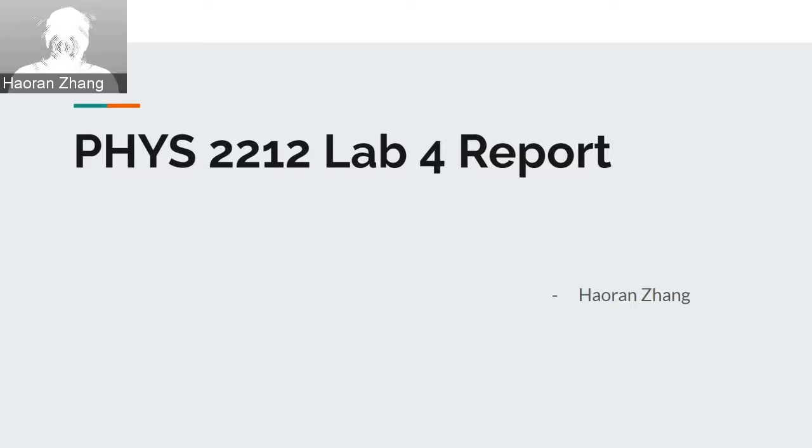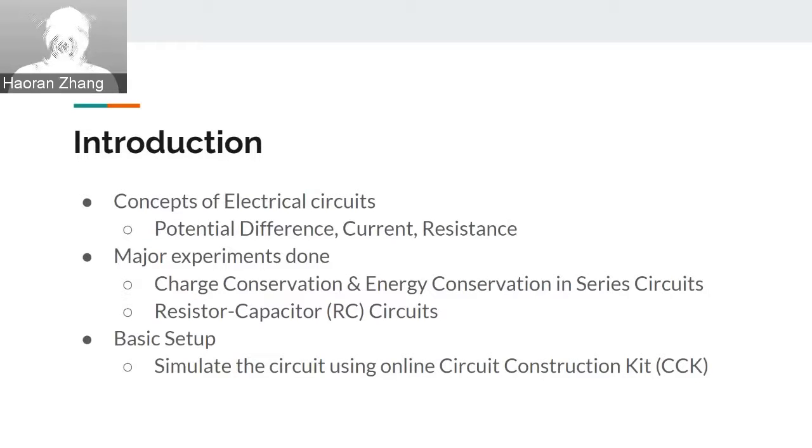In this lab, we focus on the concepts of electric circuits, specifically potential difference, current, and resistance. We completed two major experiments in this lab. In the first experiment, we built a simple series circuit to verify the charge conservation and energy conservation circuits. In the second experiment, we built a resistor-capacitor circuit, or an RC circuit, to learn the mechanism of such circuits. In this lab, we simulate all circuits using the provided online circuit construction kit.